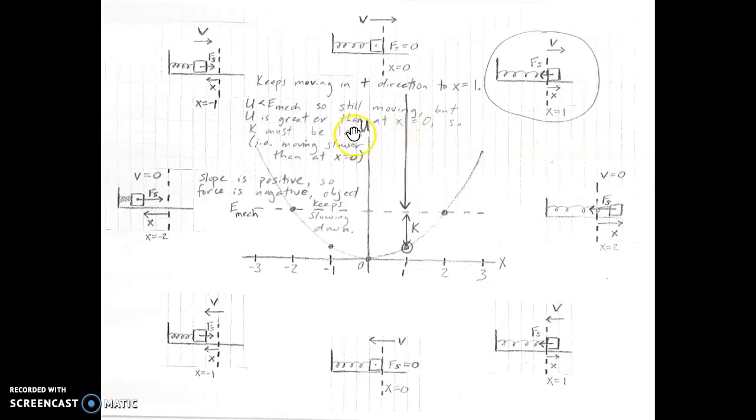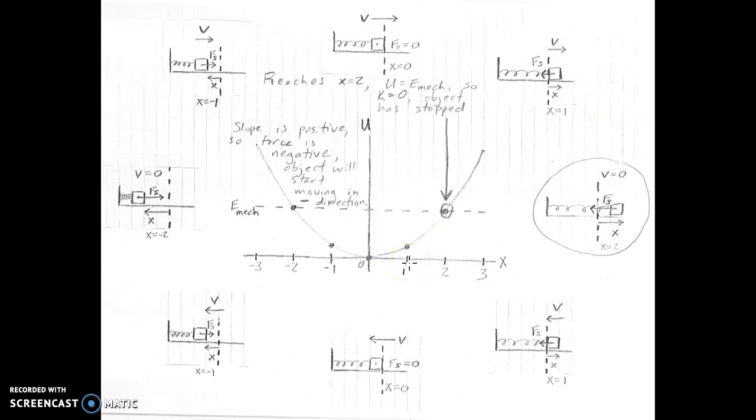Our potential energy is still less than the mechanical energy, so we've still got some kinetic energy. It's just less than it was before. Slope's positive, so the force is negative. Object keeps slowing down.